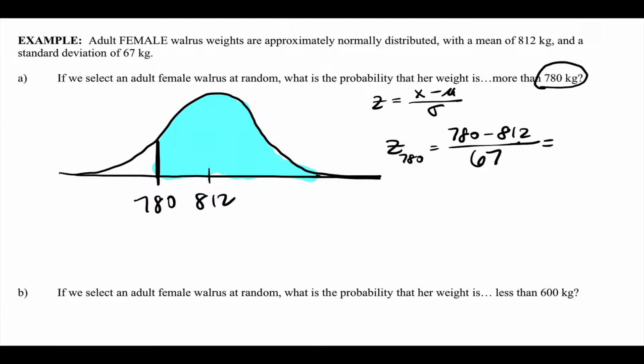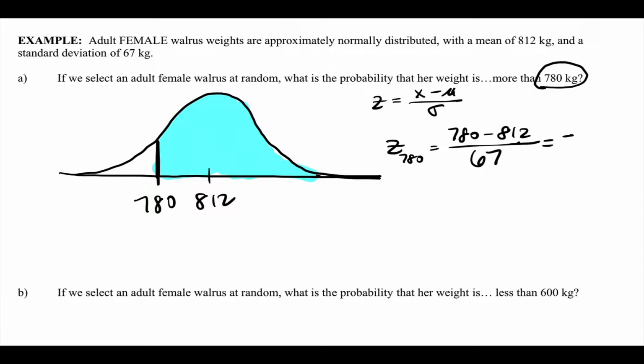So we go to our calculators and we crunch some numbers. Do subtraction first and then division, because your calculator sometimes knows PEMDAS really well and does things you didn't mean it to do. So do subtraction, you get negative 32, right? And then divide it by 67.